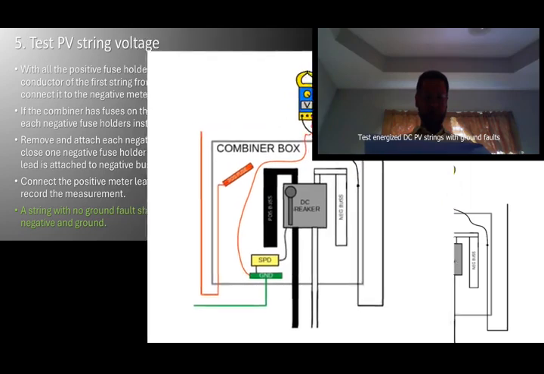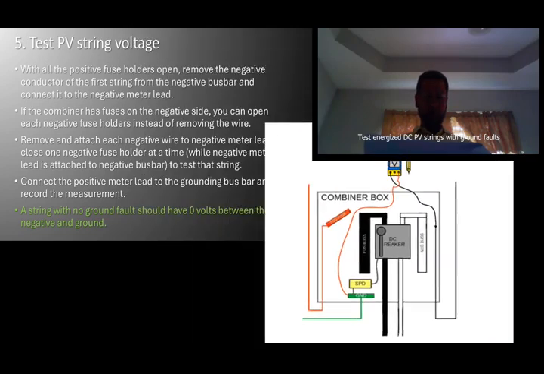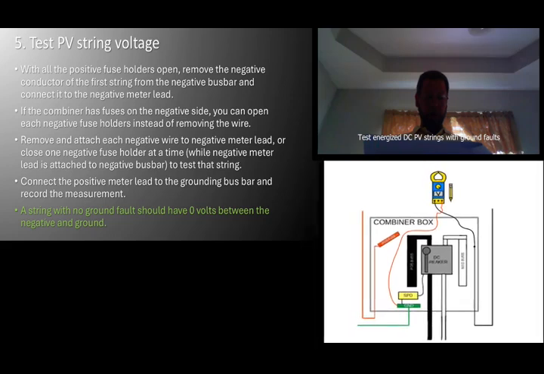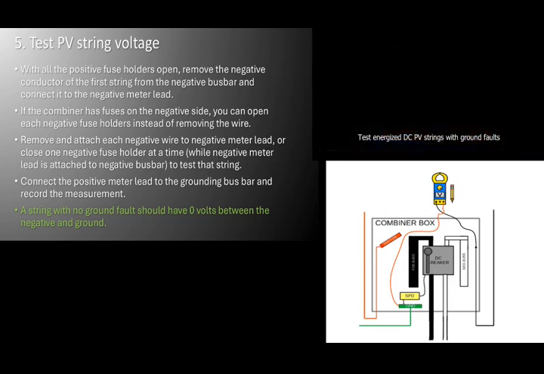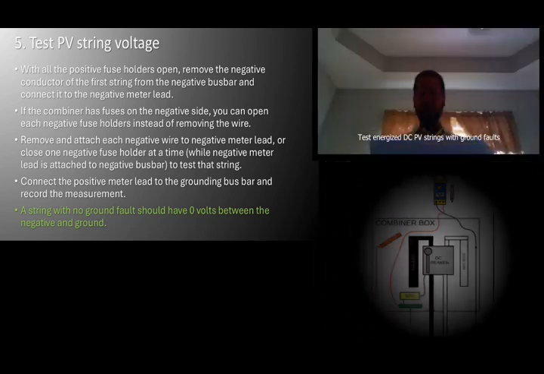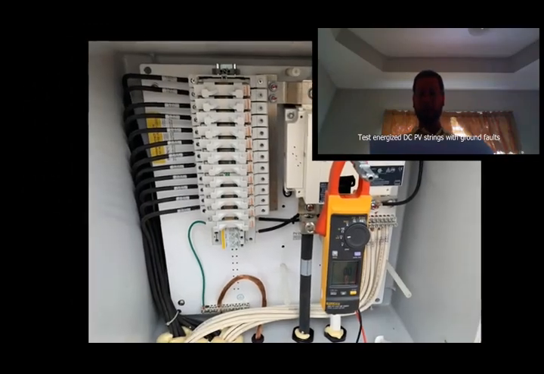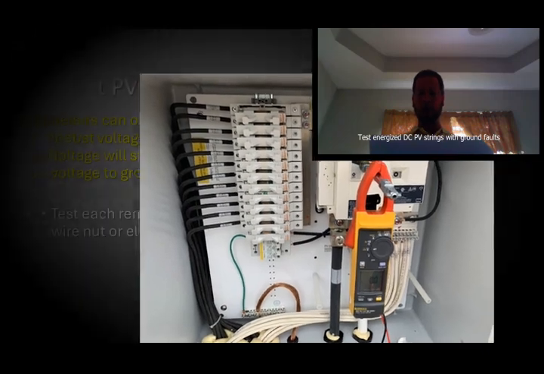Connect the positive lead from the meter to the grounding bus bar and record the measurement. A string with no ground faults should have 0 volts between negative and ground. Meters can often read voltage that drops or bleeds to 0 over time. This is ghost voltage, not real voltage.